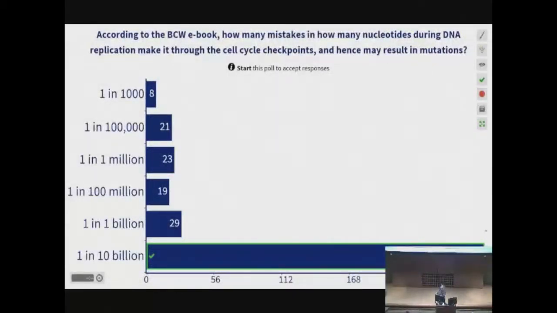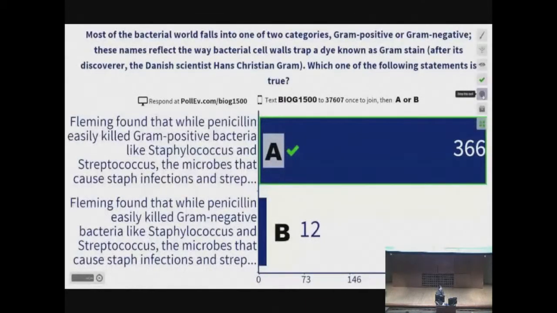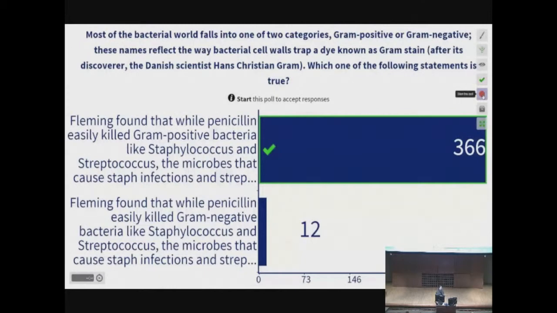All right, excellent. So these are very rare mutations. Mutations are rare events. 1 in 10 billion nucleotides may be affected by the errors in the DNA replication. And again, this is just a comparison of gram-negative and gram-positive bacteria, and most of you got this correctly, and we'll discuss them in a moment as well.